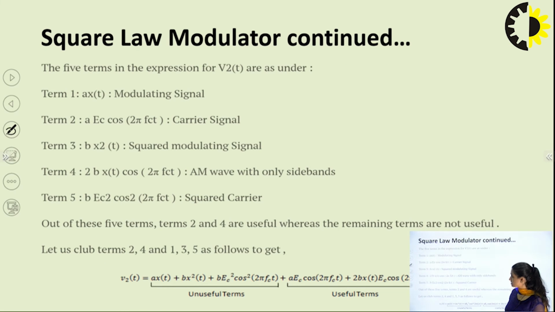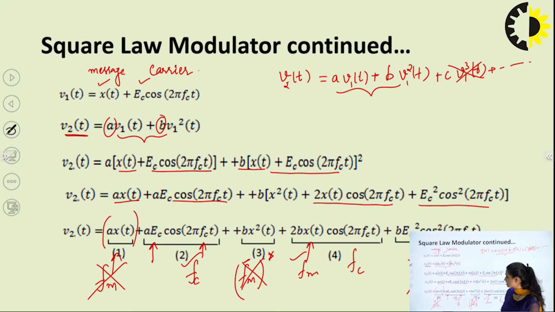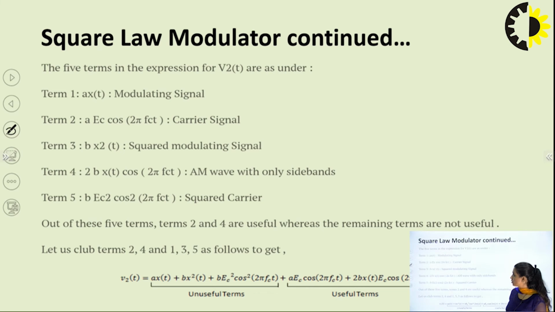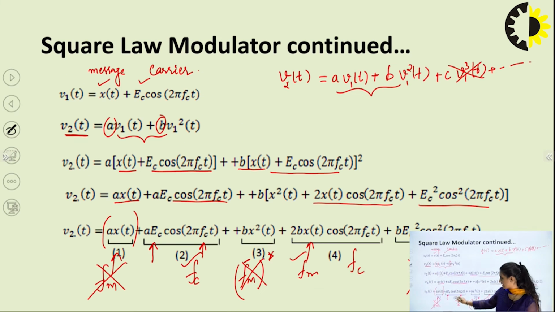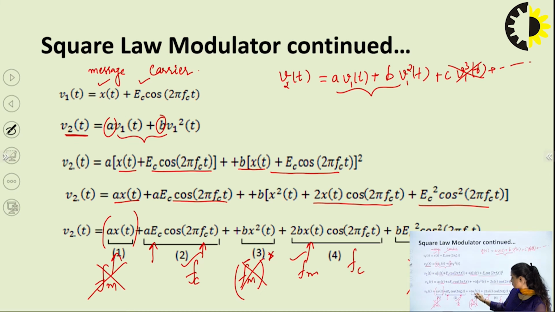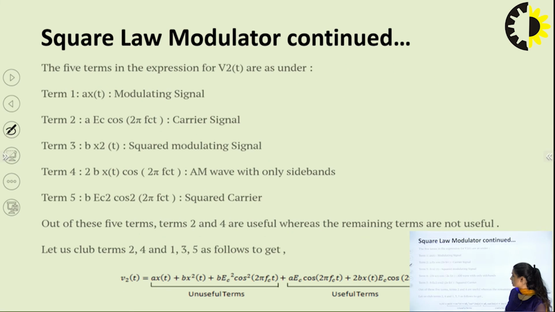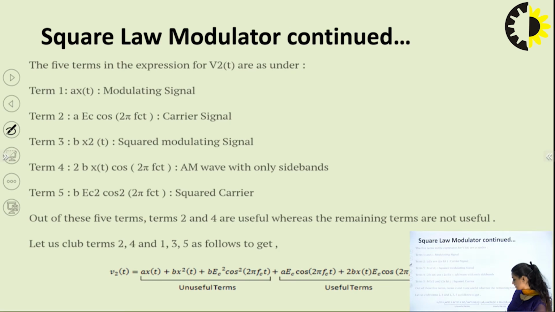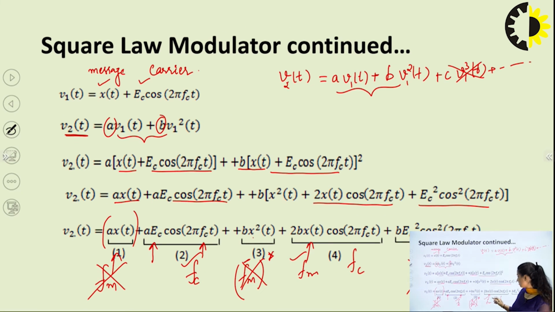So here it is clearly depicted. Term 1 is modulating signal, true. Term 2 is a carrier signal, purely carrier signal, true. Term 3 is squared modulating signal, true, modulating signal squared. Term 4 is AM wave with only sidebands. Let's see term 4, AM with only sidebands.